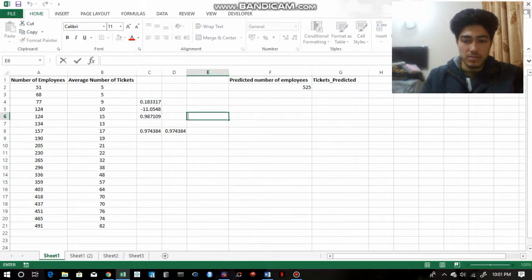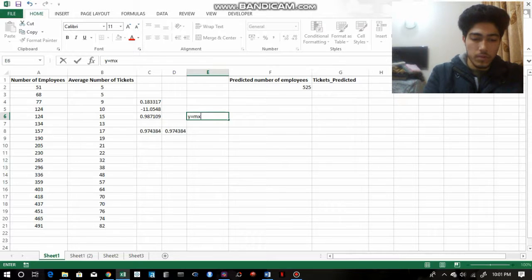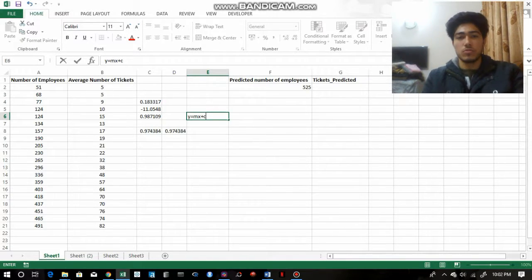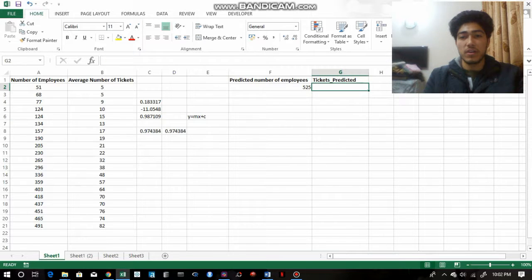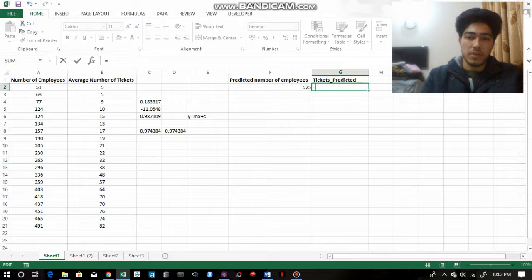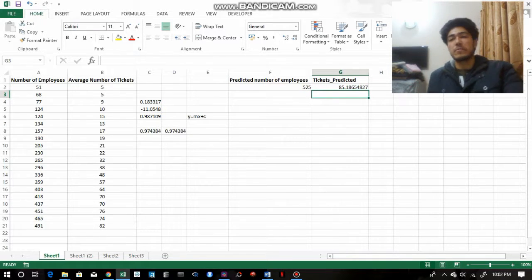Now let's revise the equation of the regression. What is y here? y is the average number of tickets we are predicting, and what is m? m is our slope, and what is x? x is the predicted number of employees, and what is c? c is our intercept. So here we have the prediction.